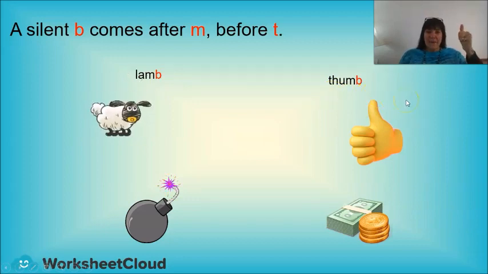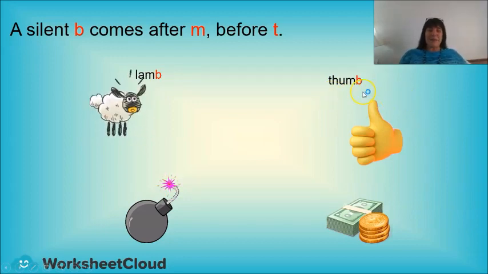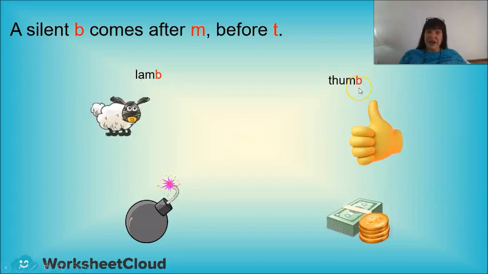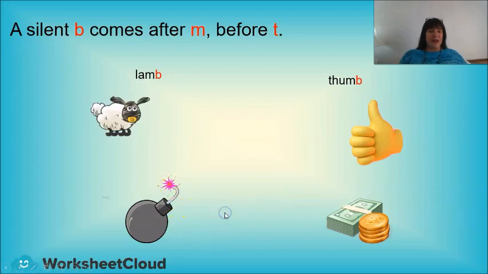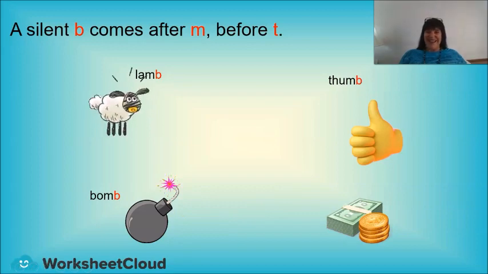Thumb. Your thumb has got a silent B at the end. You can't hear it, but it's there. Oh, look at this. Remember, a silent B comes after an M or before a T. What do you think this one's going to be? Who got this one right? Bomb! Well done. Very good.